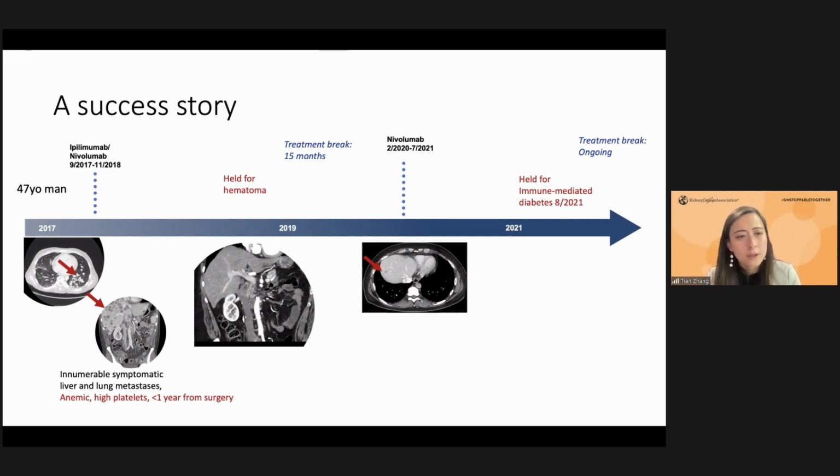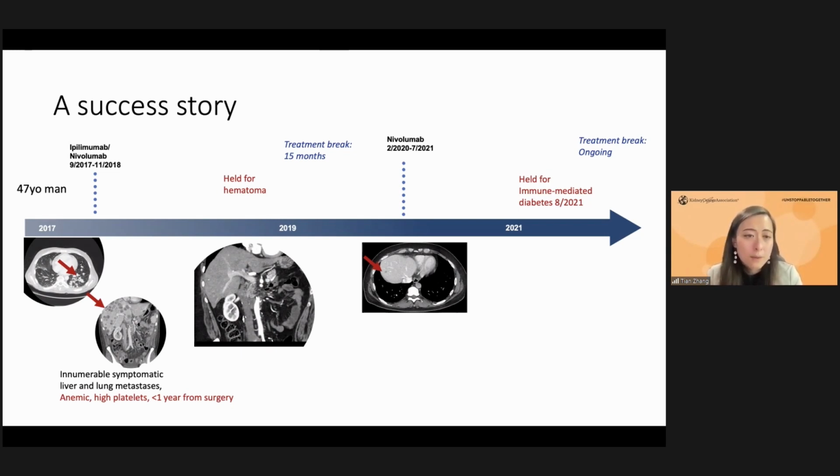I was in North Carolina for a number of years, and this patient I started treating back in 2017 when we initially saw the results of CheckMate 214. At the time, he presented at age 47 with just innumerable symptomatic liver and lung metastases. When I met him, he had significant pain from the liver metastases. He was anemic. He had very high platelet counts, and he was less than a year from his initial surgery to the primary. His lungs were also filled with metastatic disease.